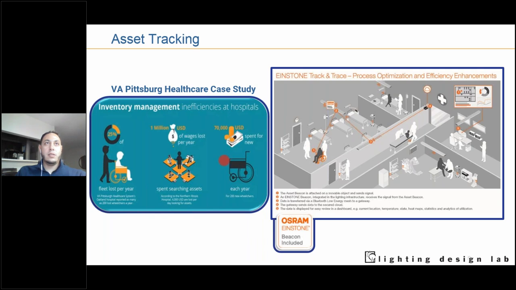So they saw the benefit of tracking their wheelchairs, their assets, and their connected lighting system was able to read the tags on the wheelchairs to greatly reduce the time it took to find the nearest wheelchair. Also, if people were walking out or being rolled out in the wheelchairs, an alert can come out and you can collect your asset and not lose it. But again, another key non-energy benefit that you can get with connected lighting.